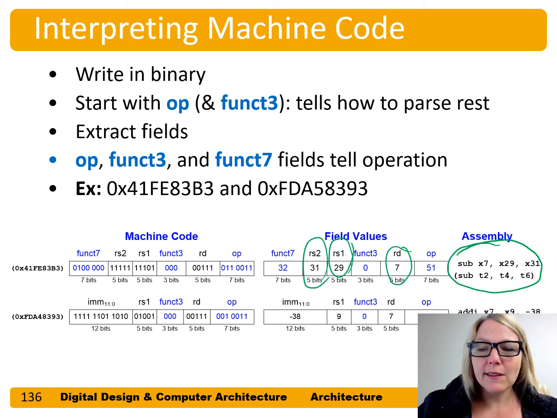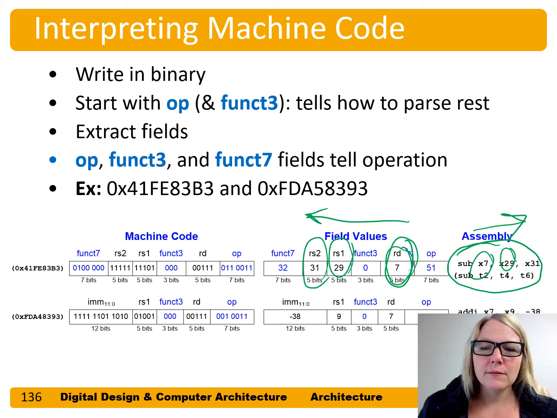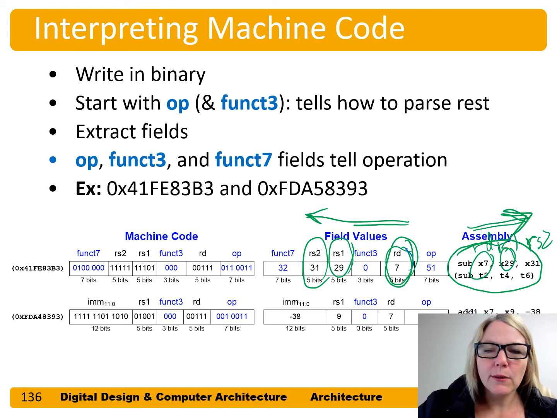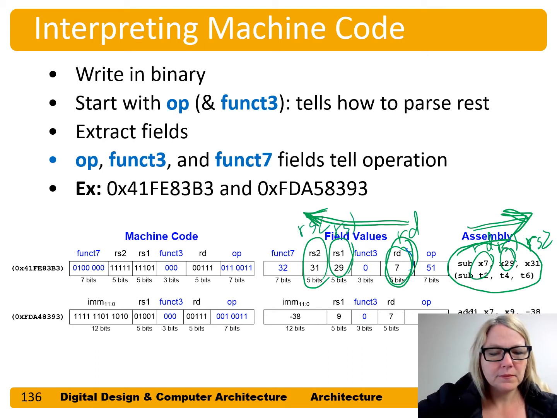And you'll notice that x7 is written first on the left in assembly, and in the machine code it's written on the right. x29 is written going from left to right in assembly, and here it's going from right to left in our machine code. In assembly we write RD, RS1, RS2 from left to right, and in our machine code we go from right to left, RD, RS1, RS2.